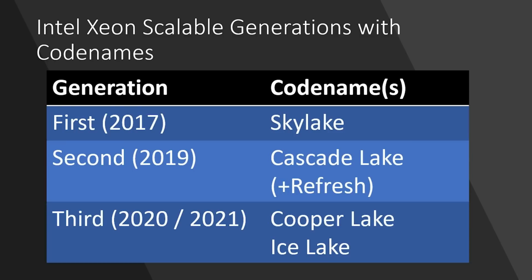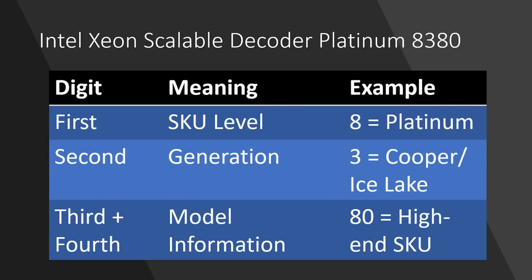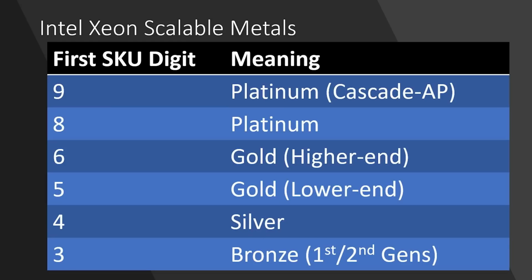Now, ever since 2017, when Intel moved away from the Xeon E5 era, they moved into the Xeon Scalable era with the Skylake Xeons. So we had Skylake, Cascade Lake, and then this Cooper Lake, Ice Lake thing. And what we basically saw is that there's a base of 4 numbers that's in every single SKU. So in our example, using the Platinum 8380, the first 8 is a digit that tells us what model family it's in. Now we can have silver, we can have gold, and we can have platinum.